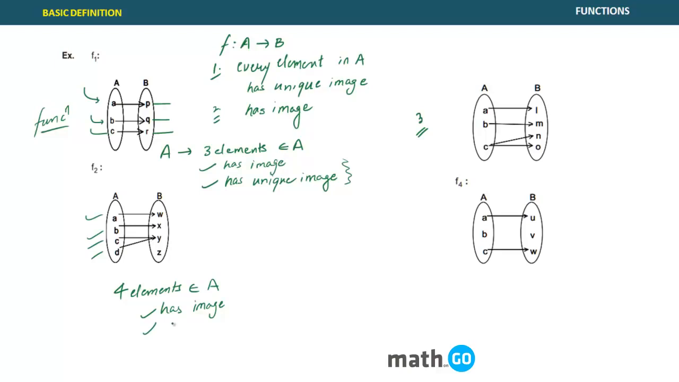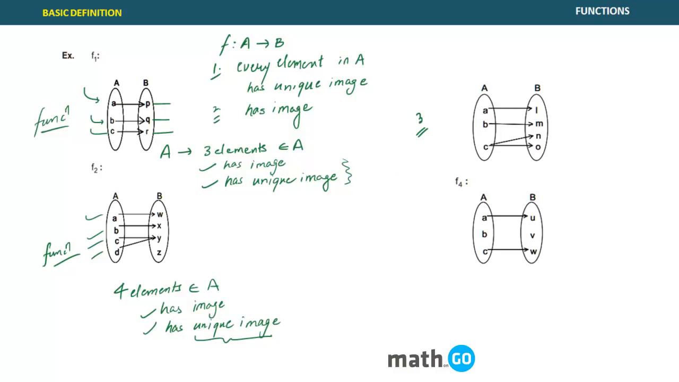Then the second condition: it should have an image. In fact, it should have a unique image. So when I say unique image, what do you mean by this? That A should not have more than one image. So A has one image, B has one image, C has one image, D has one image. Again, that means this is a function. No problem at all.